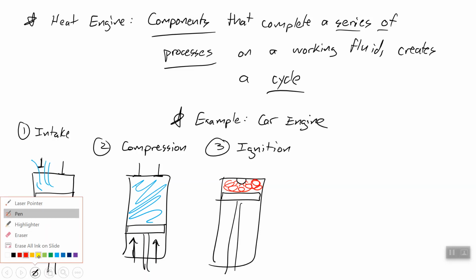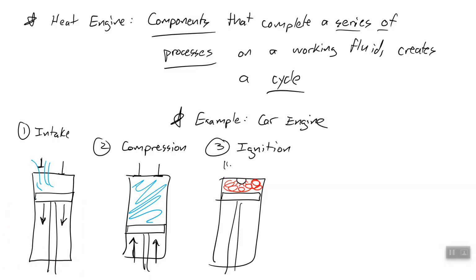And what that does is it adds energy. So we've just added energy, right? In the form of chemical energy, which then turned into thermal energy. And now this air has a much higher pressure and a much higher temperature, and it pushes down on this piston. And so you see we've turned thermal energy as heat into mechanical energy. We've pushed downward on this piston.